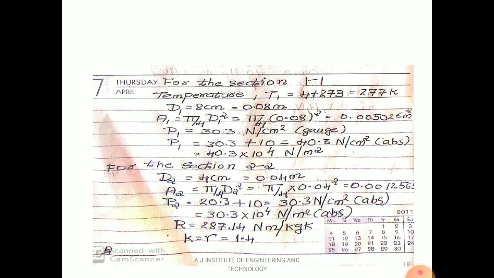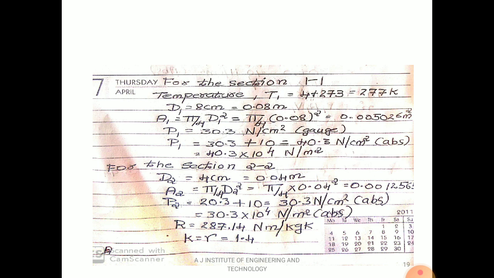So P1 equal to 30.3 Newton per centimeter square. It's a gauge pressure. So it is obvious that you have to convert from gauge pressure to absolute pressure, because atmospheric pressure is given in the problem. So that can be done by just adding 10, that is the atmospheric pressure given in the problem, to the gauge pressure, that is 30.3. So 30.3 plus 10 gives 40.3 Newton per centimeter square.